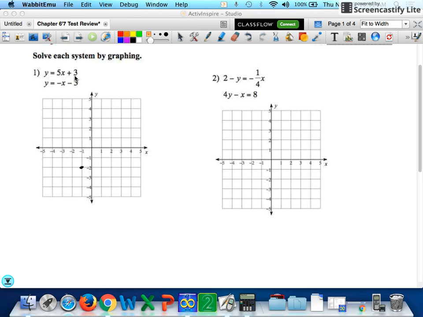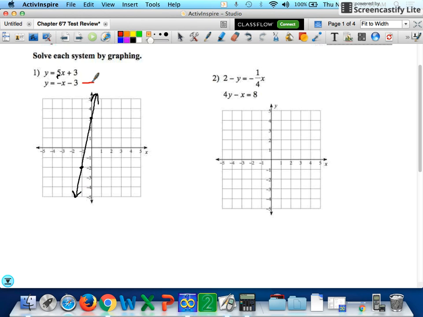This means I have a y-intercept of +3 right there. And then this is a 5/1, so I've got to rise 5 and run 1. Or I can lower 1, 2, 3, 4, 5 and run 1 right there to my intercept. So there's my first line. It's an equation, so it's a solid line.